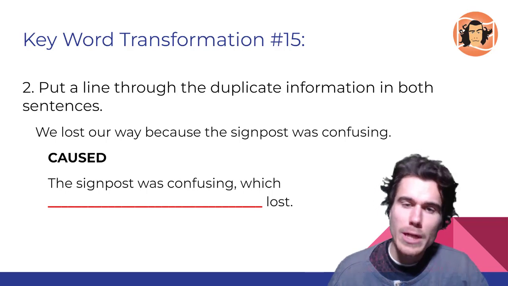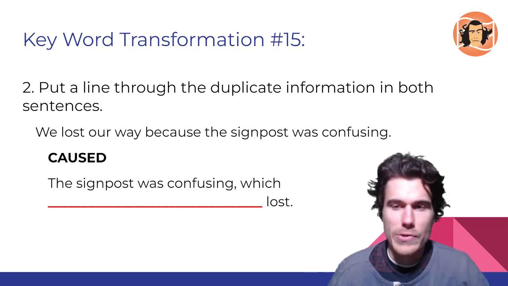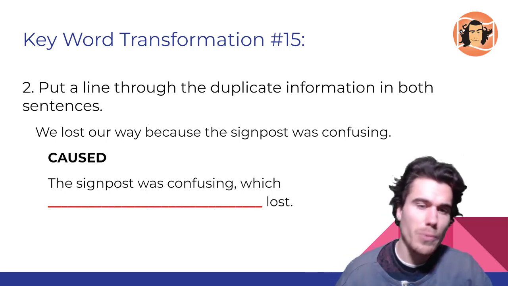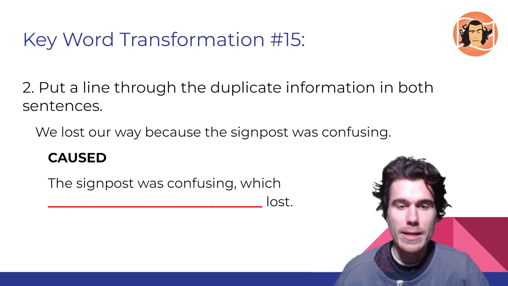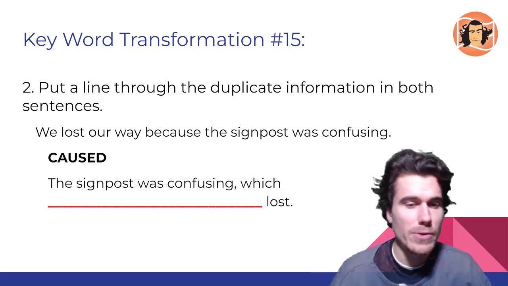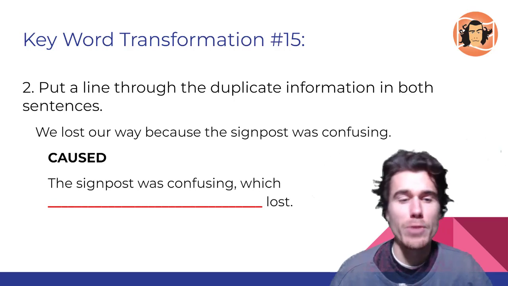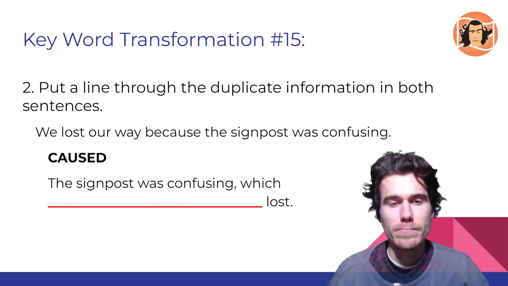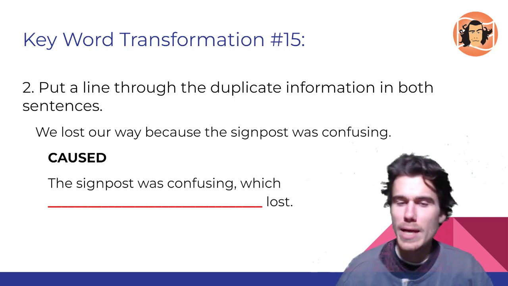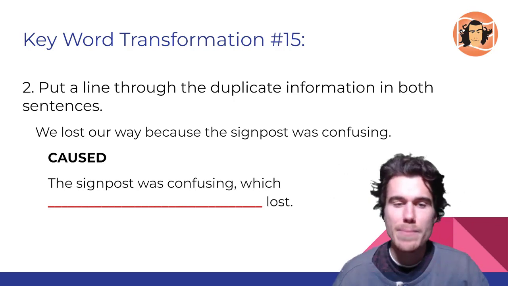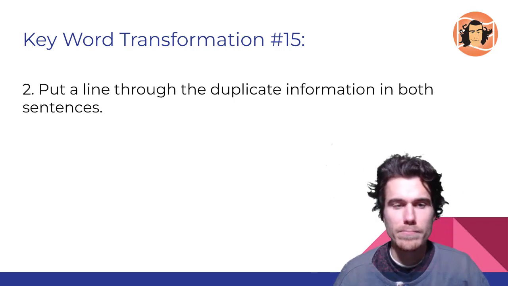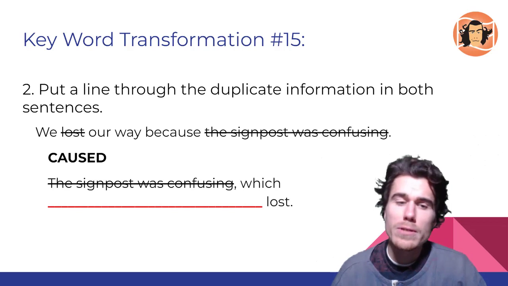2. Put a line through the duplicate information in both sentences. So you can pause this video now and put a line through any duplicate information you find in both sentences, and when you've done that, press play. Okay, so let's have a look at which words I put a line through. Lost and the signpost was confusing.